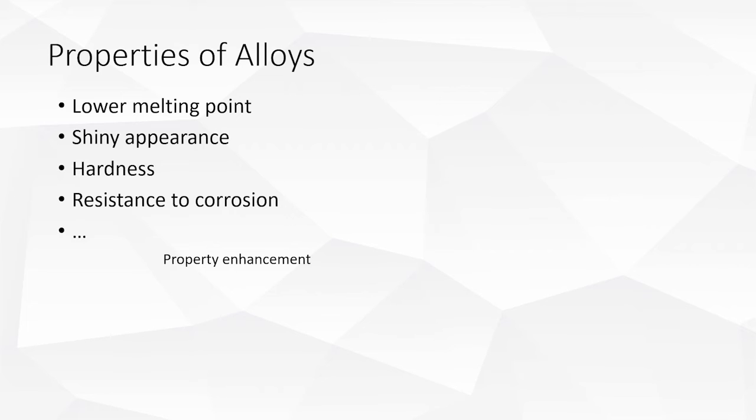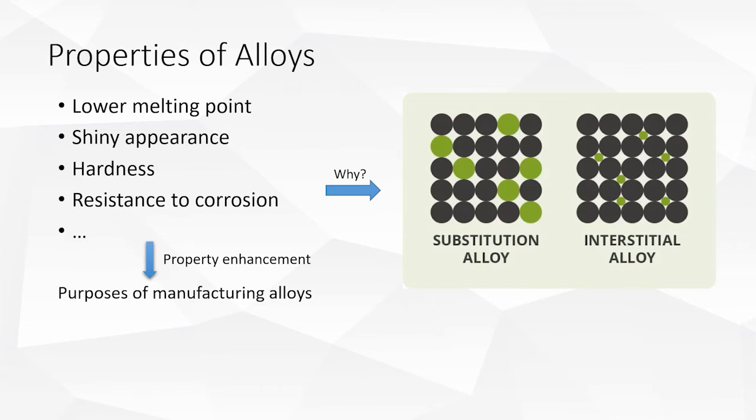Now, I will share some extra knowledge about alloys. There are 2 basic types of alloys, which are substitutional alloys and interstitial alloys. The different sizes of the atoms involved typically determine whether an alloy will be substitutional or interstitial.